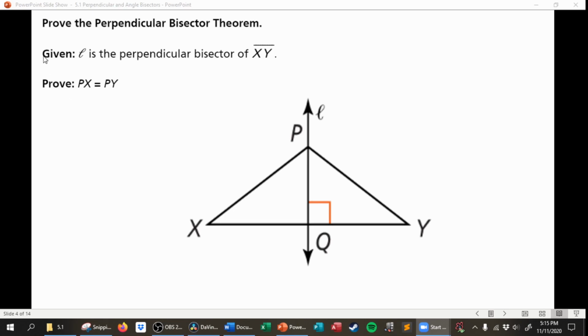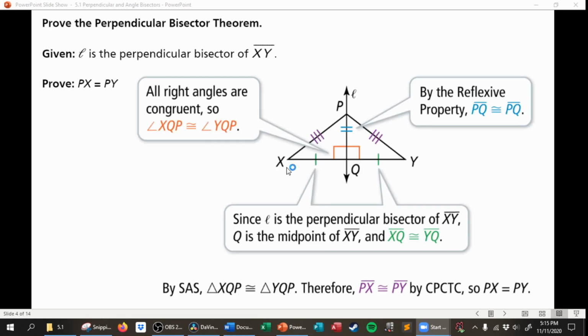And what we're given, let's do this proof really quick. We're given that line L is the perpendicular bisector of XY. So here's line L, and it cuts XY into half because it's a bisector. And now we need to be able to prove that PX is equal to PY. But to do that, we need to fill in the rest of our given information. If it's a perpendicular bisector of XY, we can add these congruency marks down here. And we can add these here, but we don't know why, right? That's what we're trying to aim to prove.